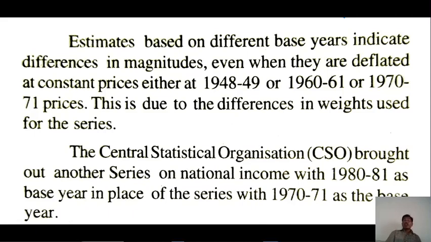The Central Statistical Organization brought out another series of national income, with 1980-81 as base year in place of the series with 1970-71 as the base year. Here, the first point of the estimate of national income comes to an end.